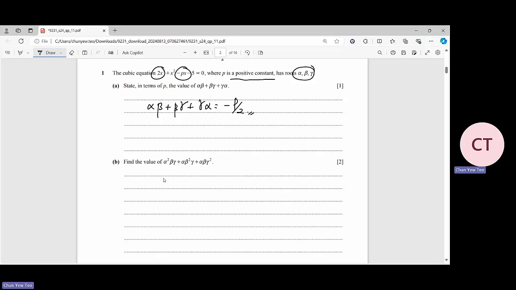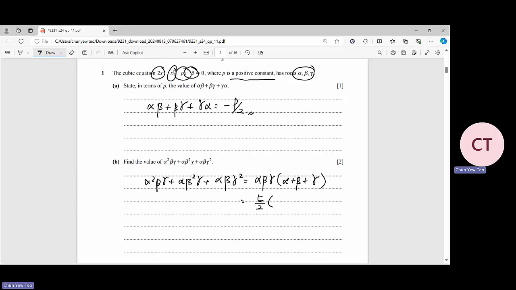Then moving forward, part B, they are asking you to find the value of alpha squared beta gamma plus alpha beta squared gamma plus alpha beta gamma squared. Just factorize alpha beta gamma out. You have alpha plus beta plus gamma inside here. Your product of the three roots will be equivalent to negative 5 over 2, but there's a negative in front, so it will be positive 5 over 2.